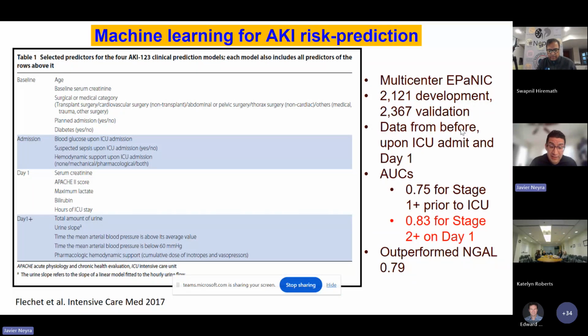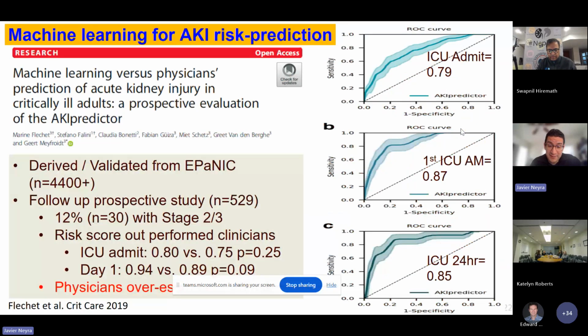So Marine Flechet was also able to compare this tool, this risk classification tool, with what the clinicians would predict with the same data, at points of evaluation during the same window of time.